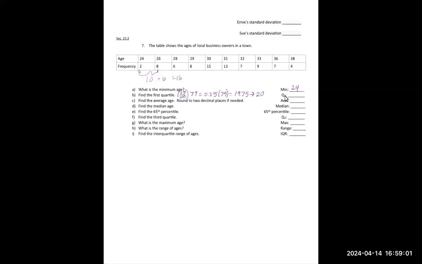So that was 10 people in line, the first 10 people in line. Then if I add 6, that's the first 16 people in line. Then if I add 4 to that, that means the fourth 29, since there are 8 people who answered 29, is going to be our first quartile. So the answer is 29.